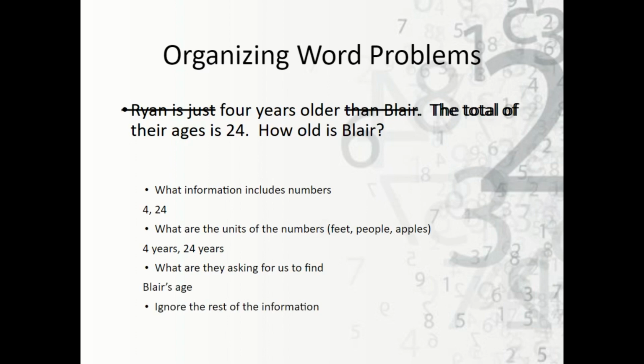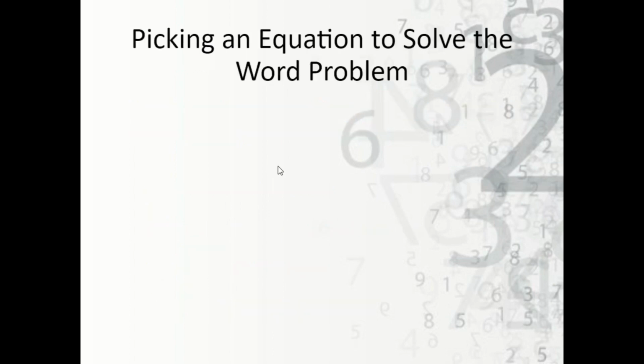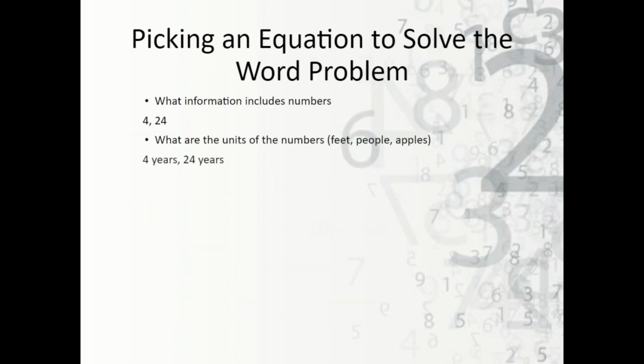So now, again, ignore the rest of the information. We do need to know the names a little bit just so we can keep it straight, but in reality, the names don't matter that much. We want Blair's age, and we know that she's 4 years younger than Ryan, and their total is 24. So we write our equation based on the numbers, the units, and what they're asking us for. So we ignore the rest.